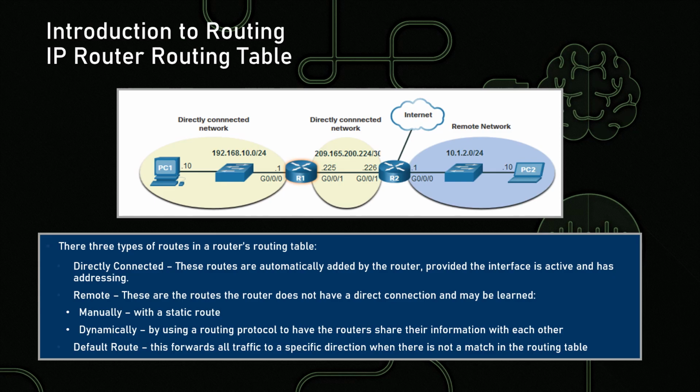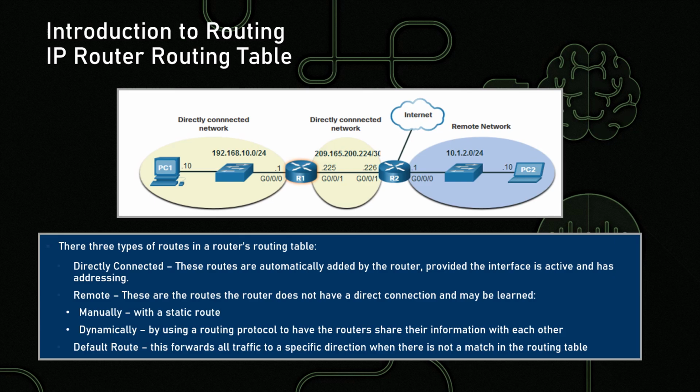So there are three different types of routes in a routing table. What's called a direct route, a remote route, or a default route. Directly connected means that these routes are automatically added provided that the interface is active and has addressing attached. Remote routes can be set either manually or statically.